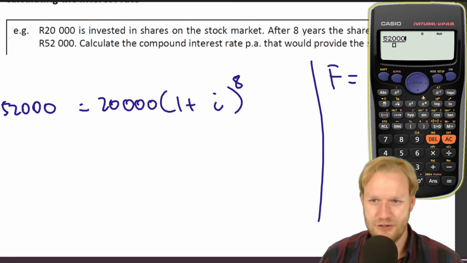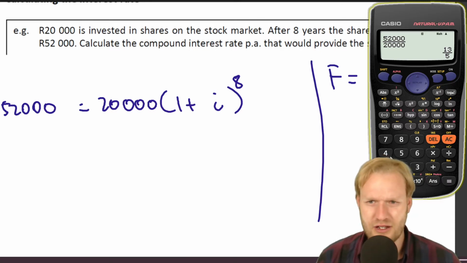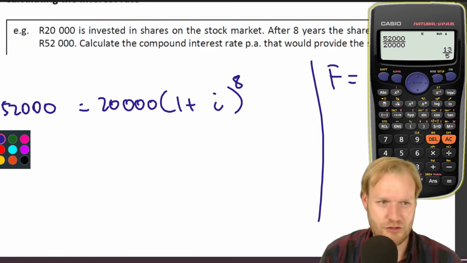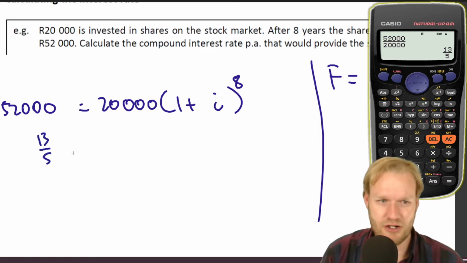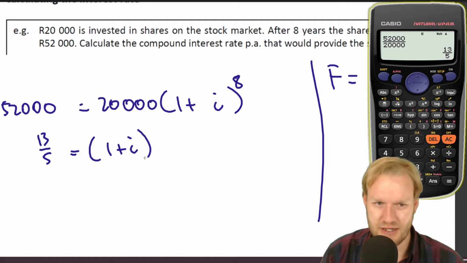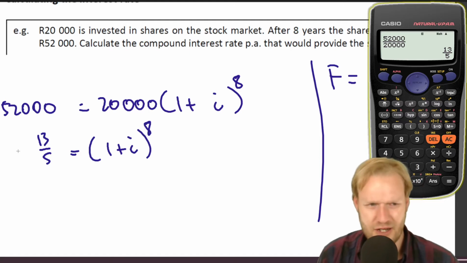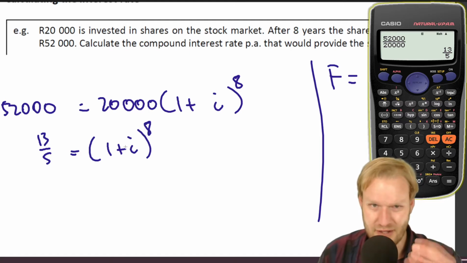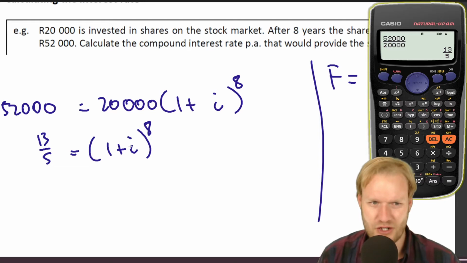So we've got 52,000, and first of all, we're going to need to divide that by 20,000. With your calculators, it's up to you if you do this piece by piece. At the moment you've got 13 over 5 equals (1 plus i)^8. But we want to ease our way into getting to i, so I'm going to show you a few extra steps along the way.